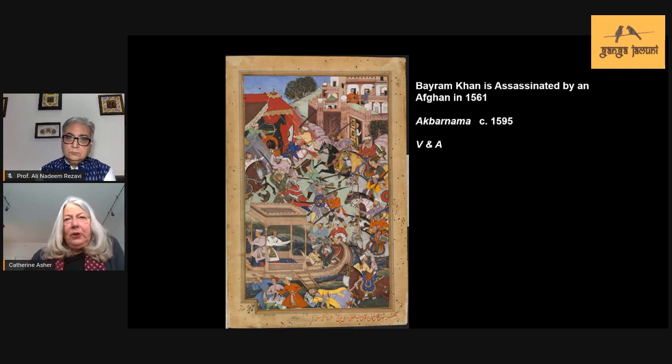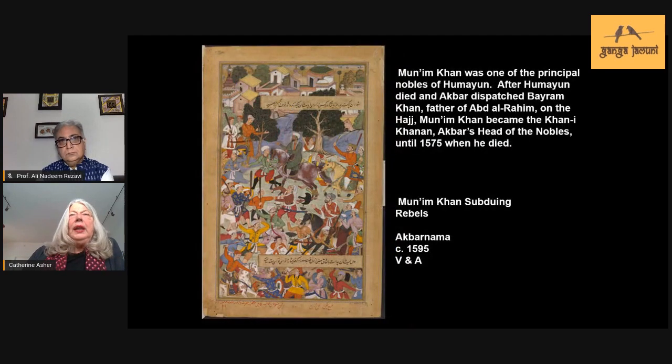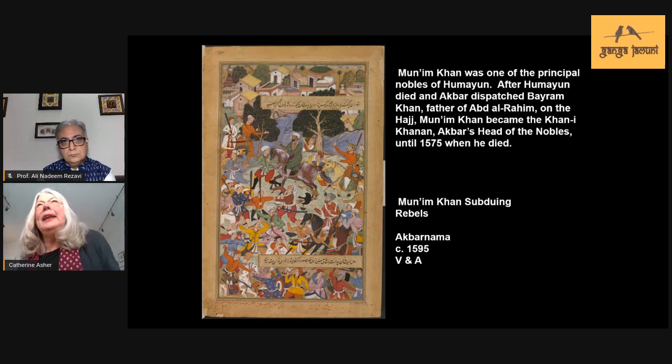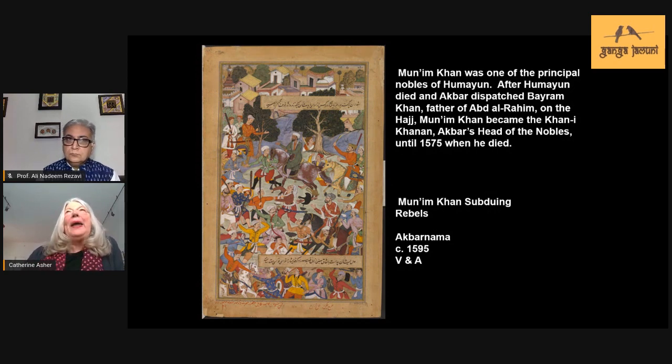Nobles who had served under Bairam Khan, especially when he was serving under Humayun, included Munim Khan, who had been one of the major nobles of Humayun. Once, after Humayun died, after Akbar comes to the throne, and once Akbar dispatches Bairam Khan, who is the father of Abdur Rahim, who will figure in this talk too.